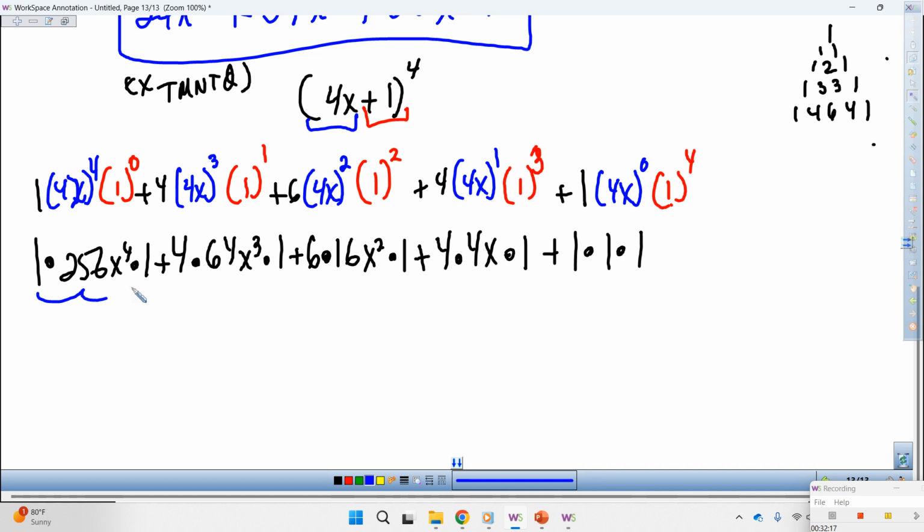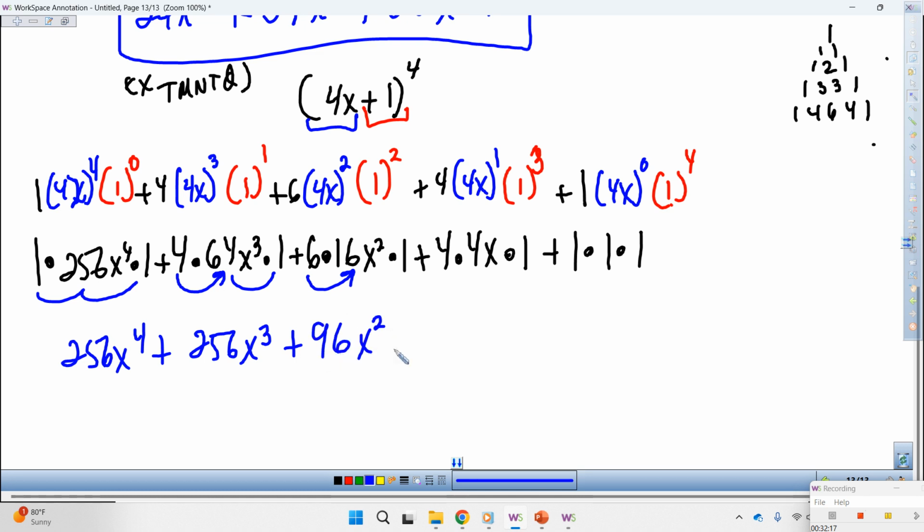What is 1 times 256 times 1? That's 256x to the fourth plus, what is 4 times 64? 256 times 1, 256x to the third plus, what is 6 times 16? That's 96. Times 1 is still 96 plus, what is 4 times 4? 16 times 1, 16x plus 1 times 1 times 1, 1.